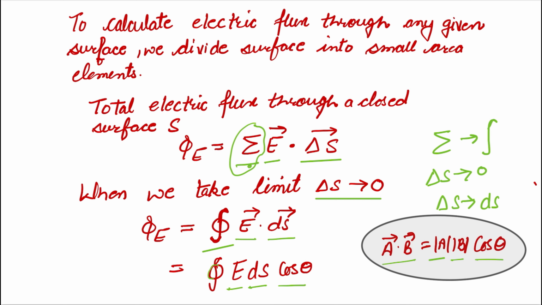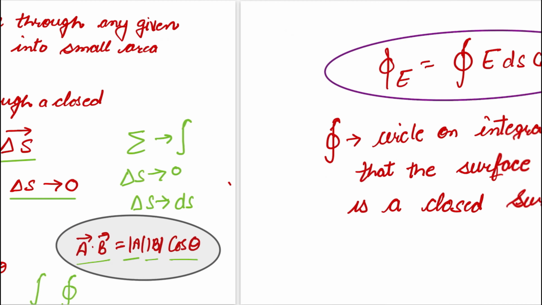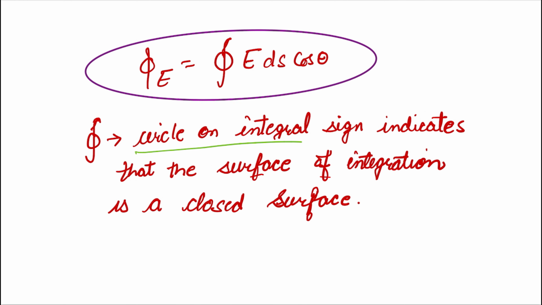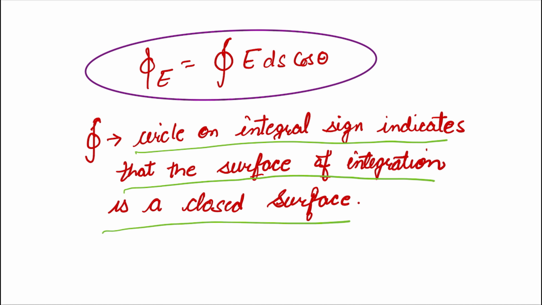Now, this circle has some meaning. Simply, you represent integration like this, but while representing the electric flux you put a circle sign on it. The circle on the integral indicates that the surface of integration is a closed surface. It means you are doing the integration over a closed surface, not an open surface. So the final expression is phi E is equal to the integral over the closed surface of E dS cos theta. This is the expression for electric flux.